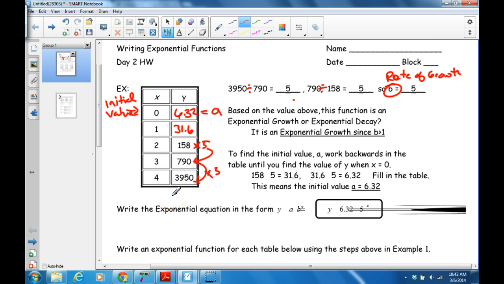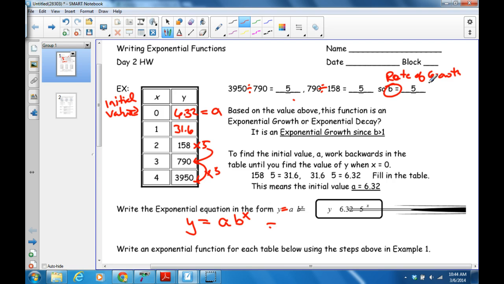All right, so now we have our initial value, we have our rate of growth, and you can write the equation right here. Y equals A times B to the x power. You can replace the A with 6.32, which we found here. Wait, did you say A equals A times B? Yep, A times B. That was Y. Y, I'm sorry, Y equals A times B. Sorry. Okay, so A here is 6.32, replacing that like it says here. And the B is 5.